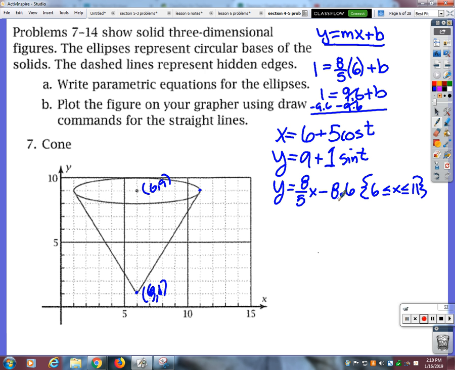Right, so then the slope of this one is the same as this but opposite. So it's y equals negative 8 over 5x. But then, okay, hang on just a sec, Sky. Why is this negative 8.6? Because 1 minus 9.6 is negative 8.6.